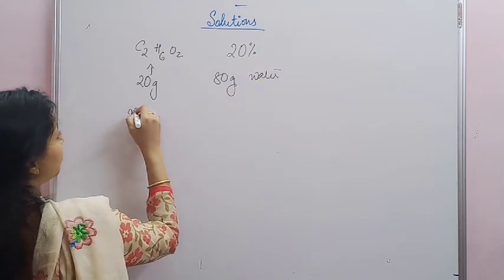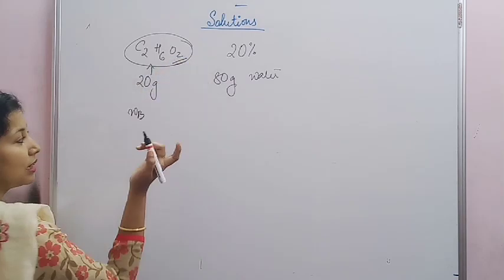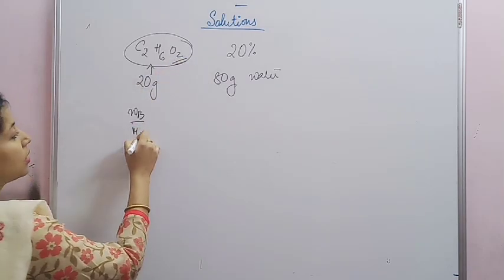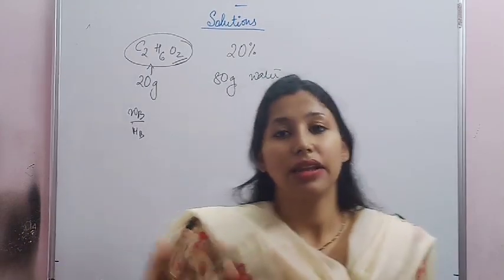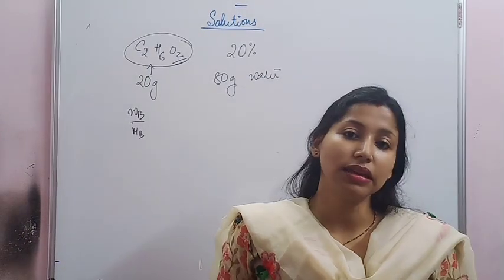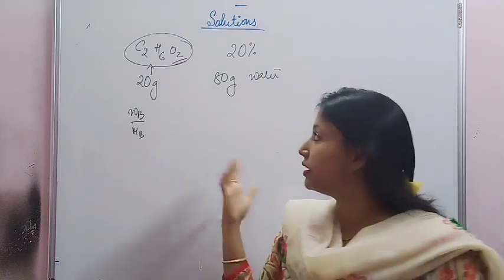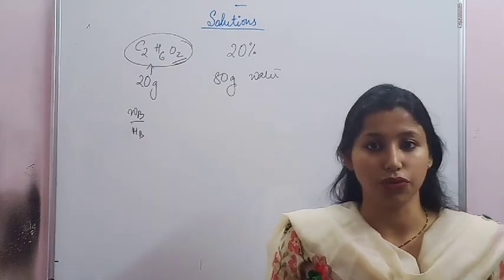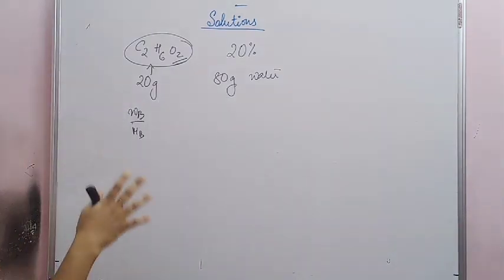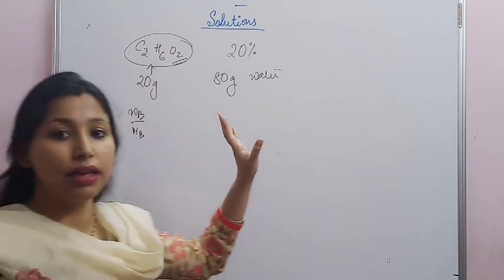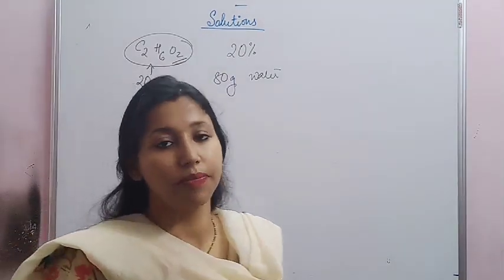So this becomes your given mass. Find out the molar mass of ethylene glycol and you can easily find out the number of moles. Once you find out the number of moles, you can calculate the mole fraction. I will give you numericals related to this also. So these are a few methods which I wanted to discuss regarding concentration of solutions.